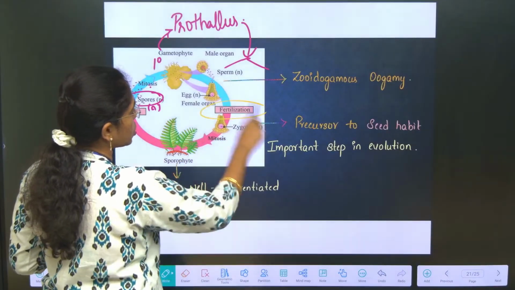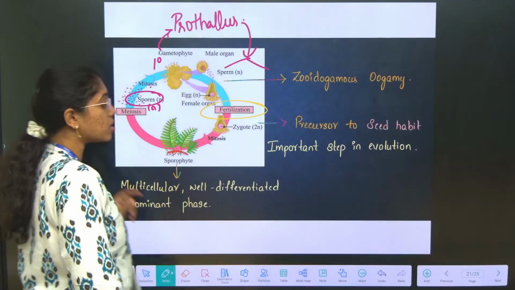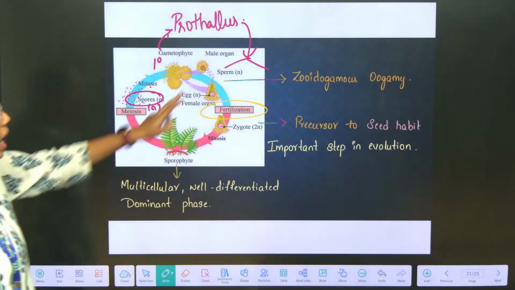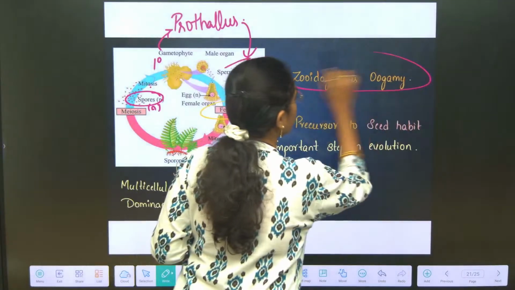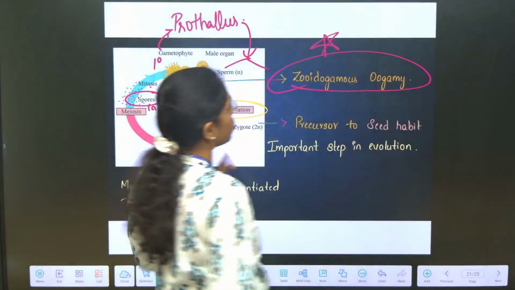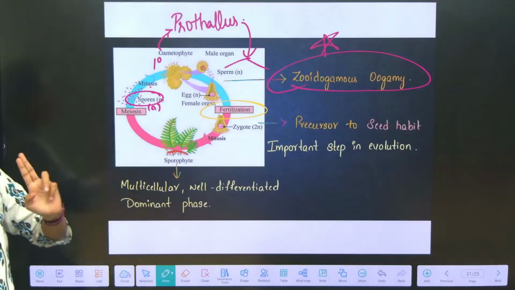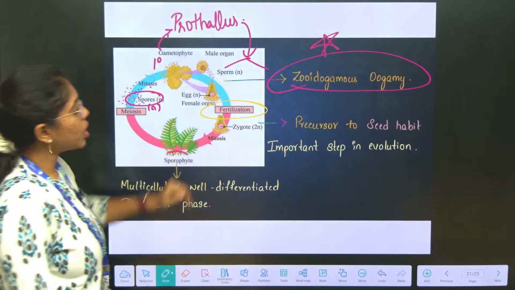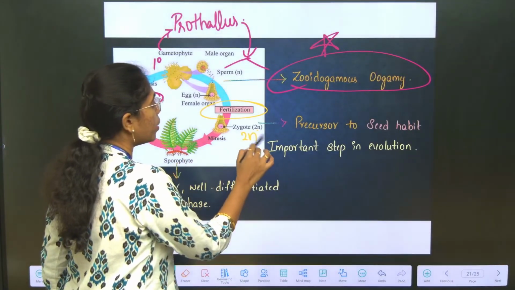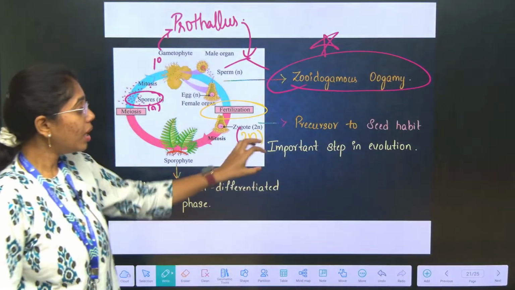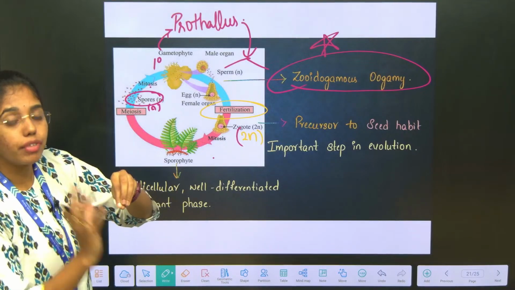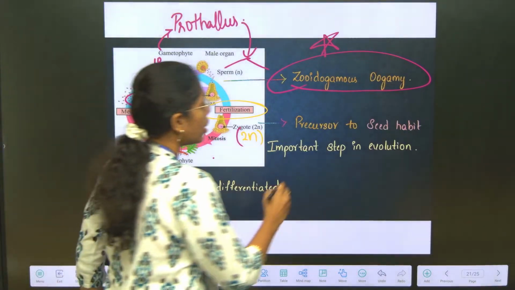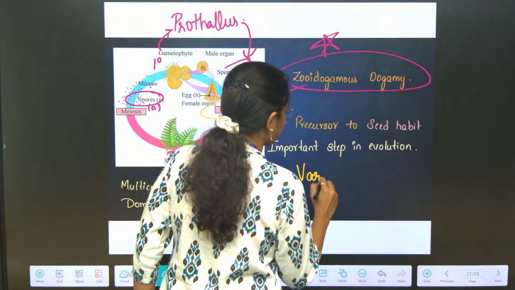After fertilization, what is the site of fertilization? The site of fertilization is archegonia, and the mode of fertilization is zooidogamous oogamy, the same zooidogamous oogamy you can find in bryophytes. After fertilization, a diploid zygote is formed. The diploid zygote will mature into an embryo, and the embryo is present inside the female gametophyte for variable periods of time.